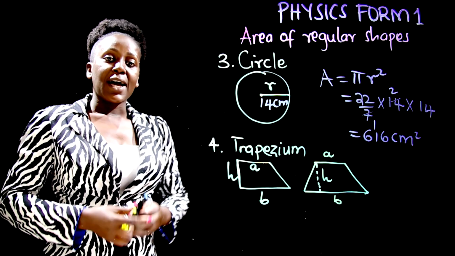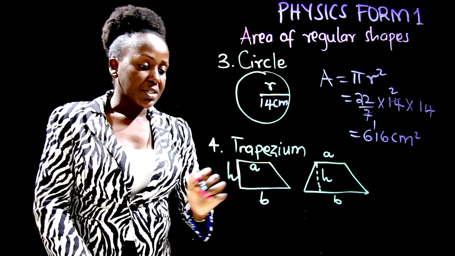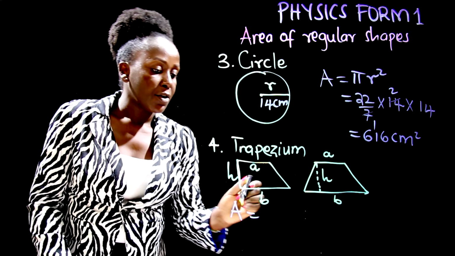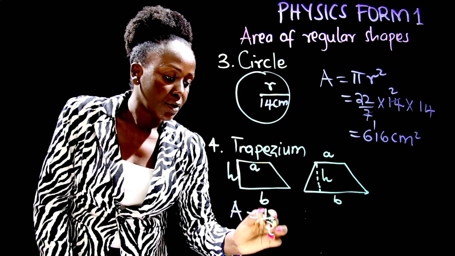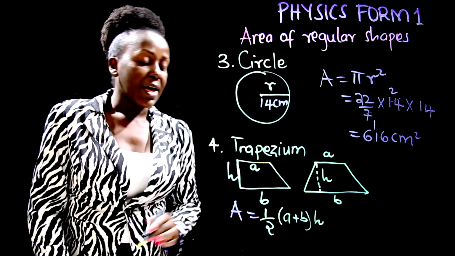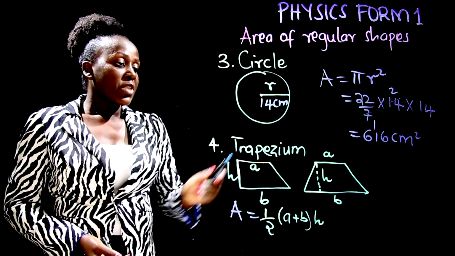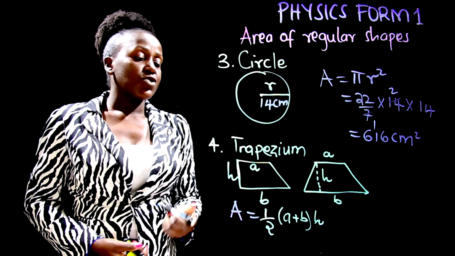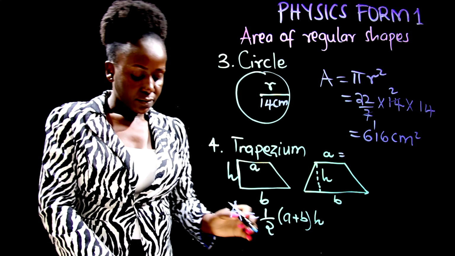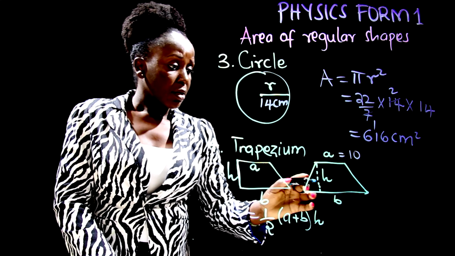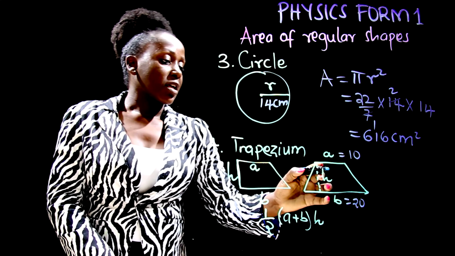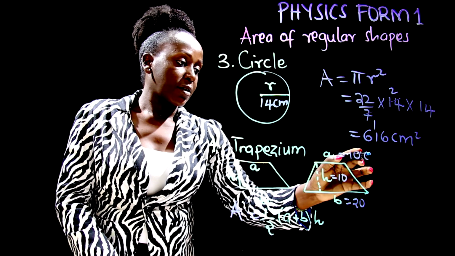Now, how do we calculate the area of a trapezium? So area of a trapezium is given by a half into A plus B, then you multiply by height. So let us give our second trapezium values such that A is equal to 10, B is equal to 20, and the height is also equal to 10.